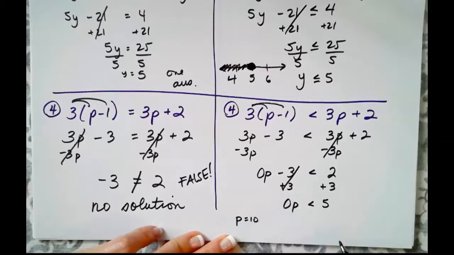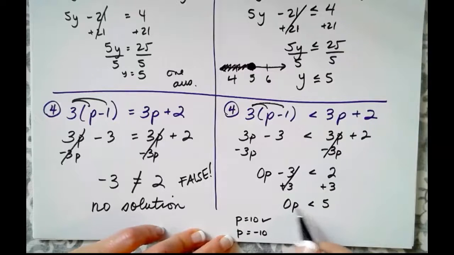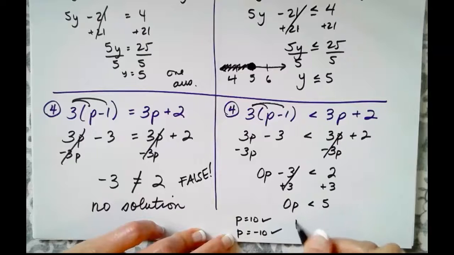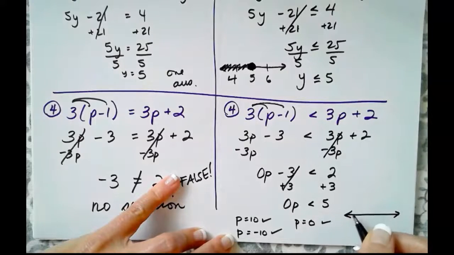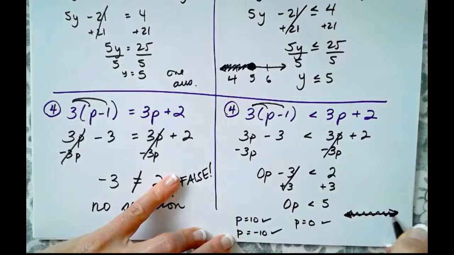What if I let p be 10? 0 times 10 is 0, and 0 is less than 5. So p equals 10 works. What if I plug in a negative 10? 0 times negative 10 is 0, and 0 is less than 5. Negative 10 works. What if I let p be 0? 0 times 0 is 0, and 0 is less than 5. Yep, that works. So I hope what you're thinking is that I could continue to plug in numbers all day, and everything I plug in will always work. Therefore, my answer is the whole number line. All real numbers.